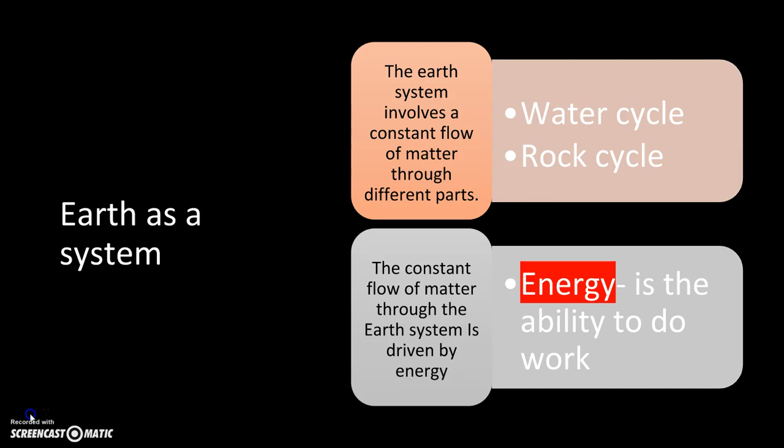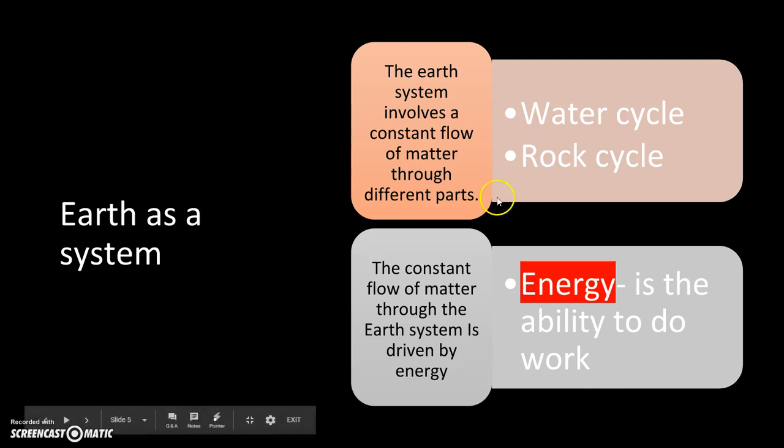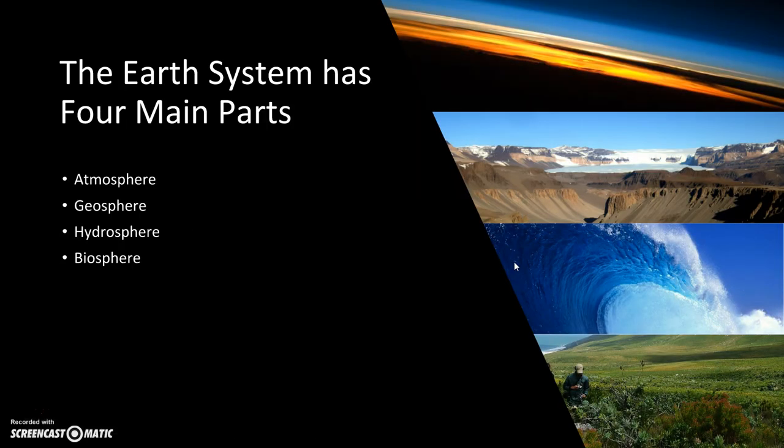So the Earth as a system. The Earth system involves a constant flow of matter through its different parts. And this constant flow of matter is driven by energy. And energy is the ability to do work. So energy travels through things such as the water cycle, and the rock cycle, and the nitrogen cycle, which we may get to, we may not. But we're going to talk about both of these fairly soon in class. And the Earth system has four main parts: the atmosphere, the geosphere, the hydrosphere, and the biosphere. And we're going to go into each one in more detail momentarily.